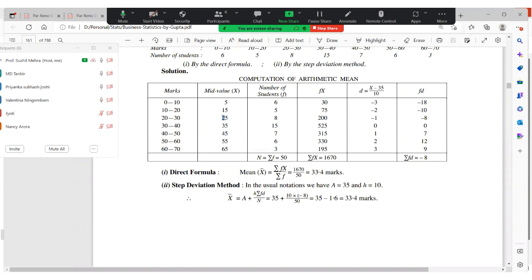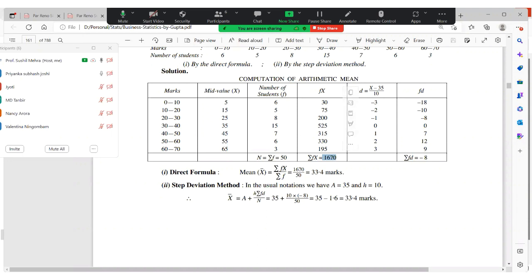Okay, see now we got the value of x, we got the value of f, right? So for the direct formula, we multiply x into f. The first one is x is 5, this is 6, comes to 30, right? 15 into 5, 75, and so on. These calculations become complex. Not much complex, but still there is complexity. Values are large, right? If you add, the value becomes large and so on. Fine.